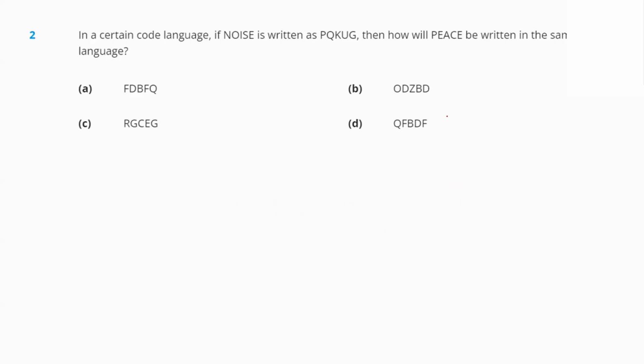In a certain code, if noise is written as P, Q, K, U, G, then how will peace be written in the same code language? So firstly, we'll write the code here. N-O-I-S-E. Noise is written as P, Q, K, U, G. If we look at this pattern, there is an increase of 2 in every alphabet. That is, N plus 2 gives us P, O plus 2 gives us Q, I plus 2 gives us K.